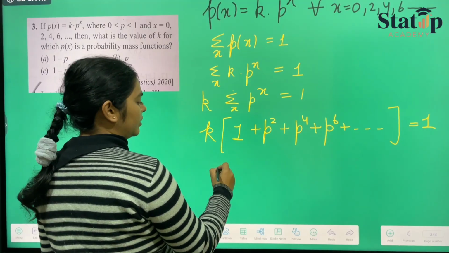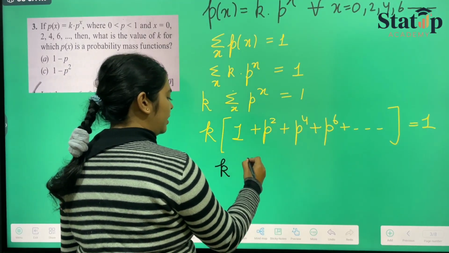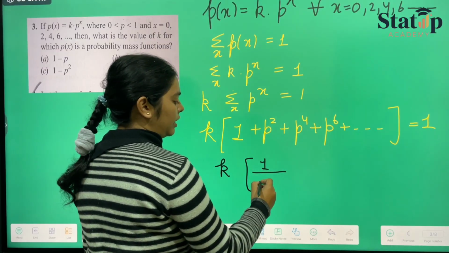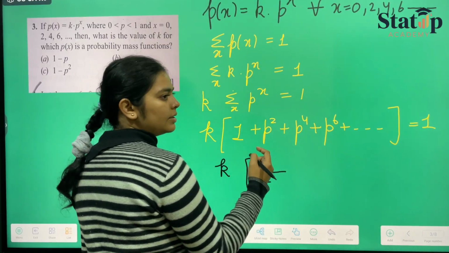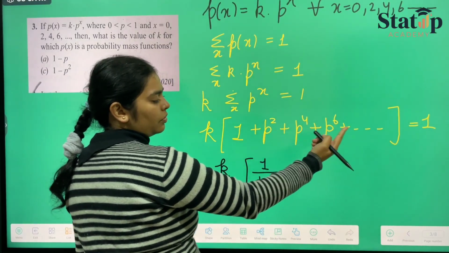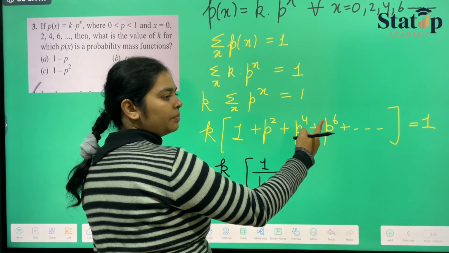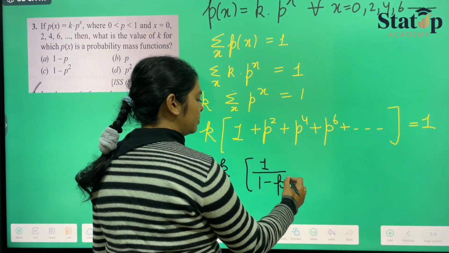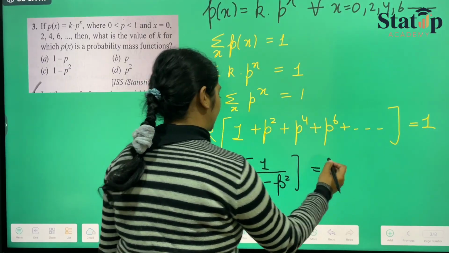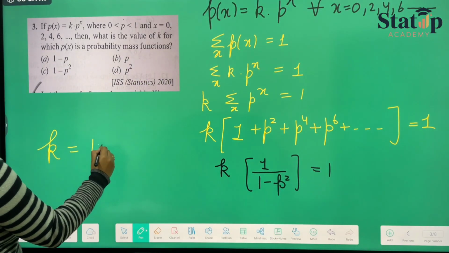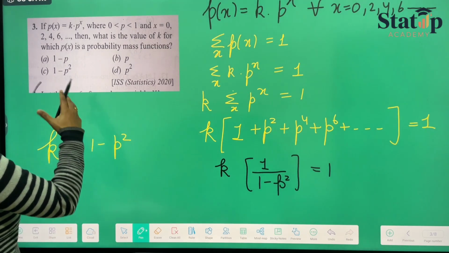So the sum of the geometric series will be a, which is the first term, times 1 upon 1 minus r, where r is the constant ratio. So it is getting multiplied by p raised to the power 2, giving 1 minus p square, which is equal to 1. And from this we can conclude that k is equal to 1 minus p square, which is our option number C.